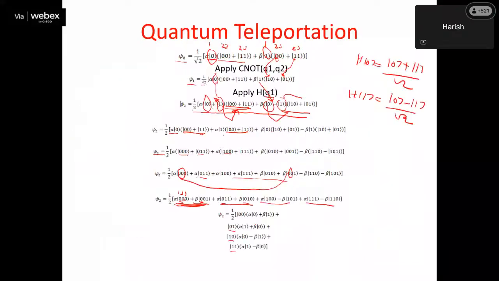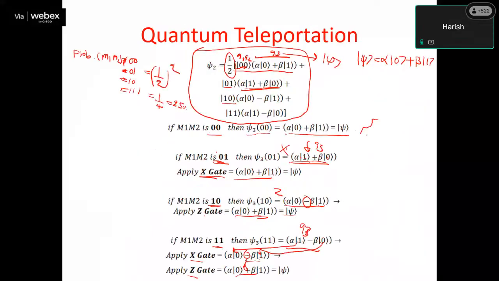So see here, these are 4 cases. In application, there is nothing to be done when it is 0, 0. Whenever M2 is 1, you need to apply the X gate. When M1 is 1, you need to apply the Z gate. And when both of them are 1, you need to apply the X and Z gate. Remember, you need to apply the X gate before the Z gate here. You cannot do it in the other order.